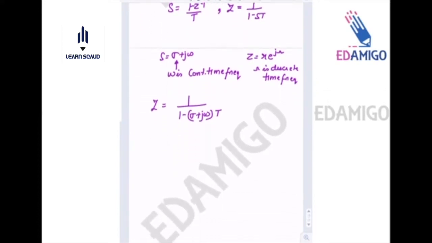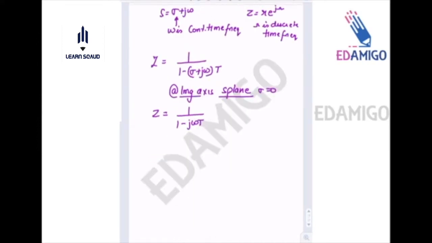Now if we talk about only the imaginary axis of the S plane, sigma equals 0, the real part. So z is equal to 1 upon (1 minus j omega T). In magnitude form, the denominator is the square root of 1 plus omega square T square, and the angle will be minus tan inverse omega T. So in the numerator it will go as plus tan inverse omega T. This is your z.